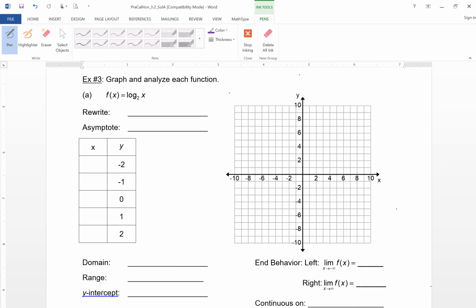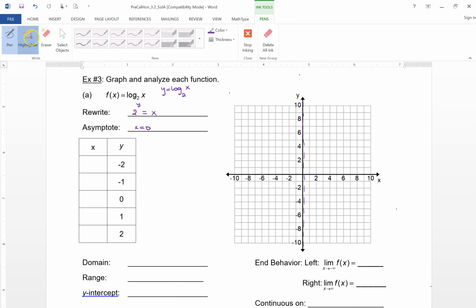Welcome back. To graph a logarithmic function, we're going to take advantage of the fact that this is the inverse of an exponential function. So, what I have here is f of x equals log base 2 of x, which I can rewrite for a minute as y equals log base 2 of x. Now, I'm going to rewrite this in exponential form. So it's 2 to the y equals x. For an exponential function, the asymptote is y equals 0. For a logarithmic function, it's x equals 0. So I have an asymptote here, and it's a vertical asymptote.